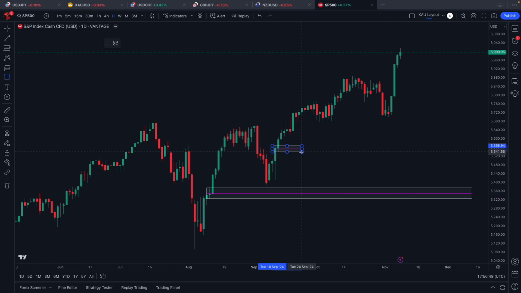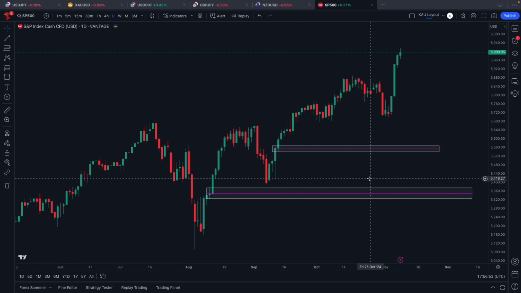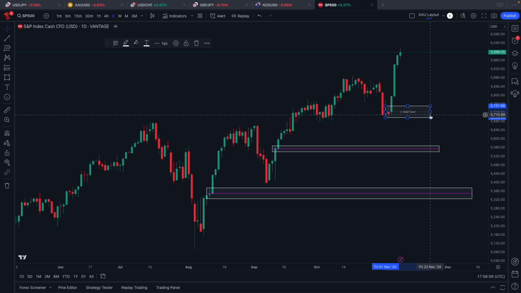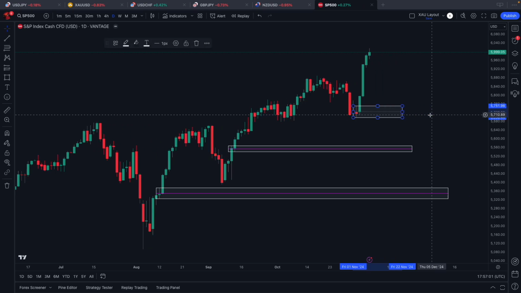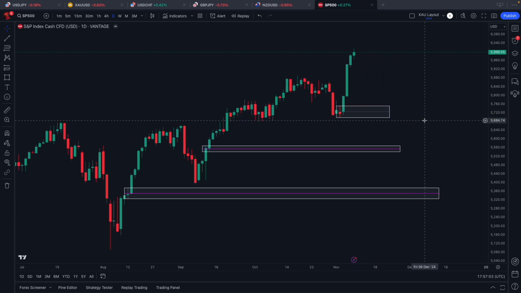I would say this here is a hidden order block. That is another area of interest for myself. And then we have a clear order block as well on this time frame. This would be another area of interest. So there's 3 areas of interest here that we could look to potentially buy into this market from.